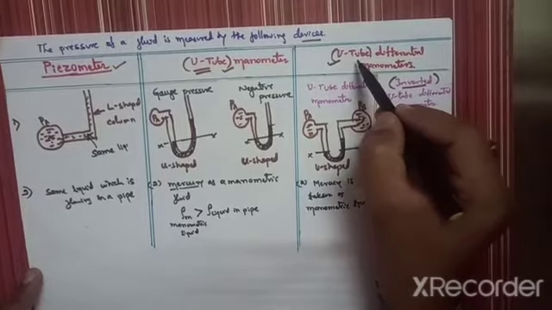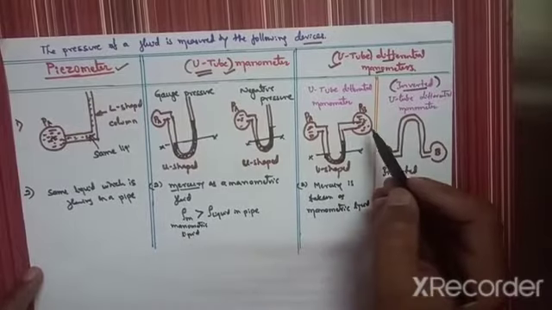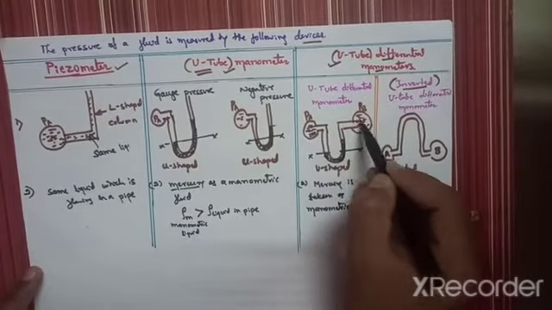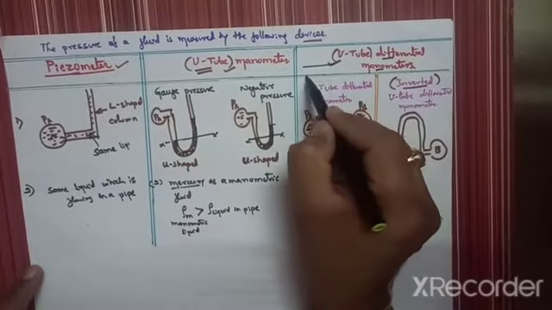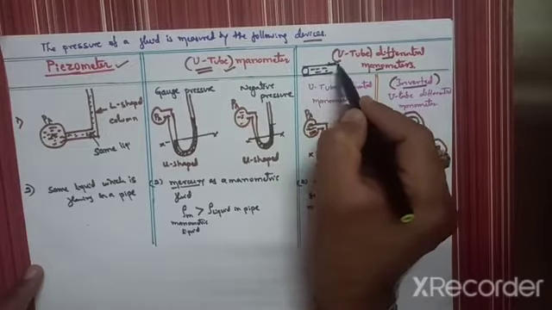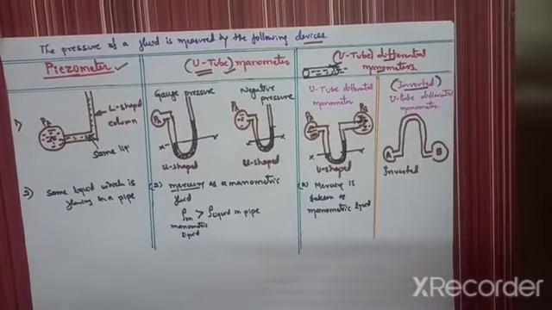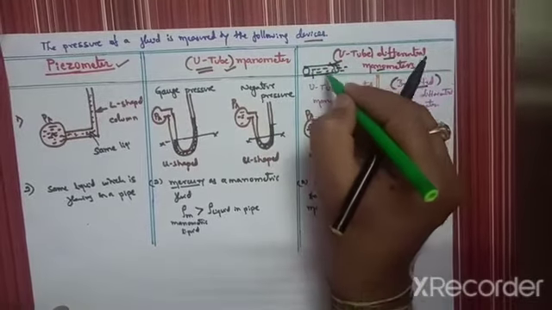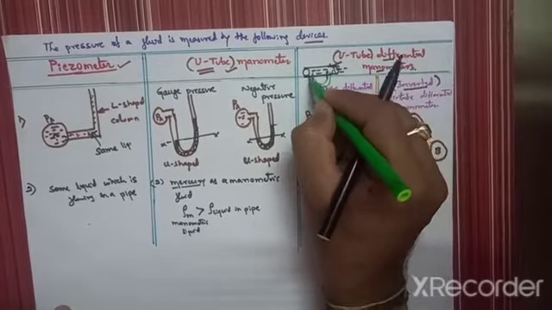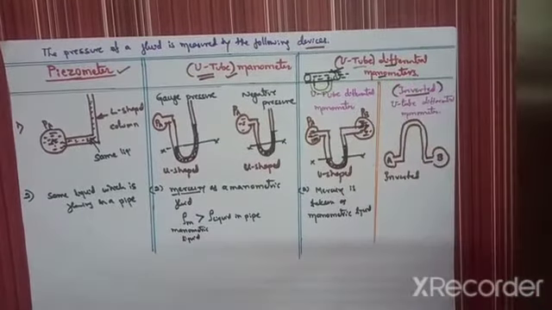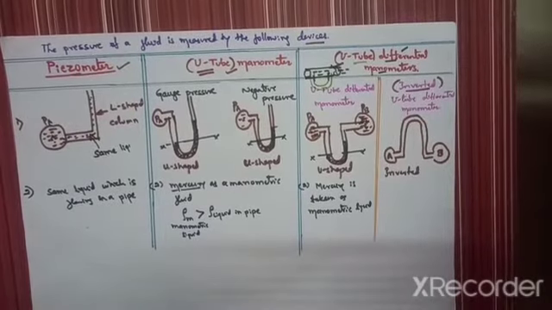And dear students, as the name indicates, U-tube differential manometers are the devices used for measuring the pressure difference between two fluids or two points in the same pipe. For example, this is a pipe in which some liquid is flowing. I will take one point A and this is the point B. If you connect a manometer between these two points, that manometer is called a U-tube differential manometer. As the name indicates, a differential manometer is used for measuring pressure difference.